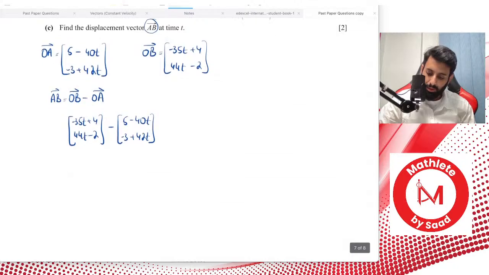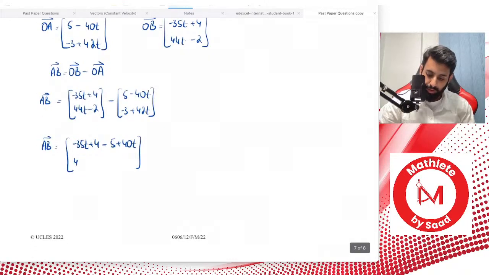Okay, let's see what happens. Let's see what we get. So AB equals minus 35t plus 4, minus 5 plus 40t. Okay, we'll simplify this in the next step. And then you have 44t minus 2, plus 3 minus 42t. So we'll simplify this in the next step.